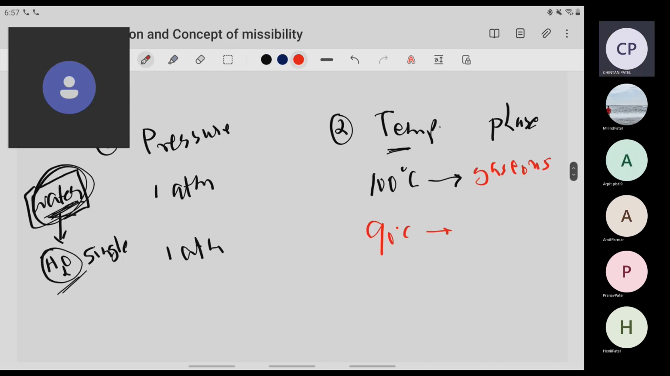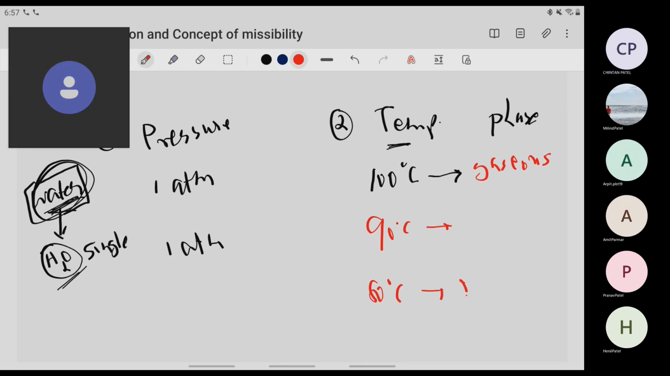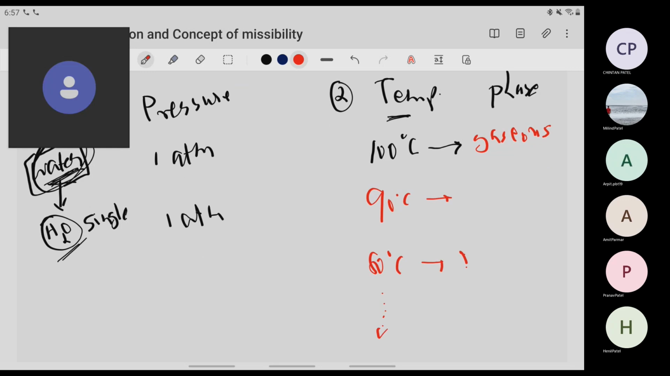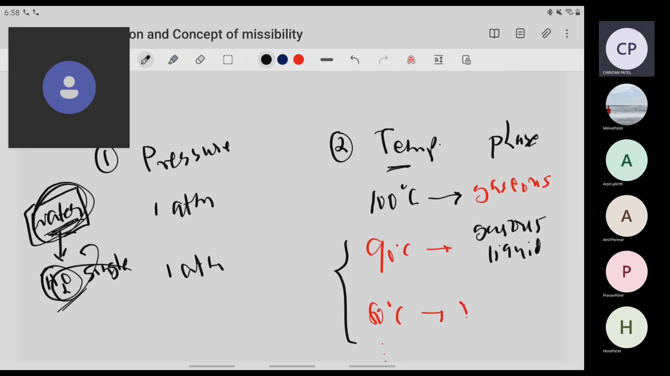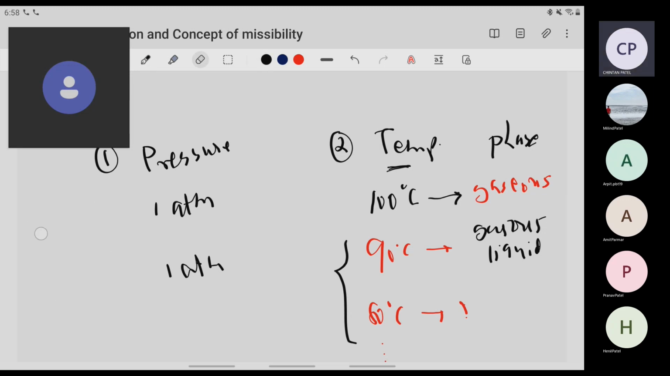Okay, and bring the temperature down a little. What will happen at 80 degrees? Sir, if we are continuously heating the water, two phases will exist, means liquid and gaseous. Yes, definitely, we know that when we heat water for bathing, steam also comes out of it, that we know as water vapor. Yes, sir. So at below boiling point temperature, both phases can exist, gas as well as liquid.